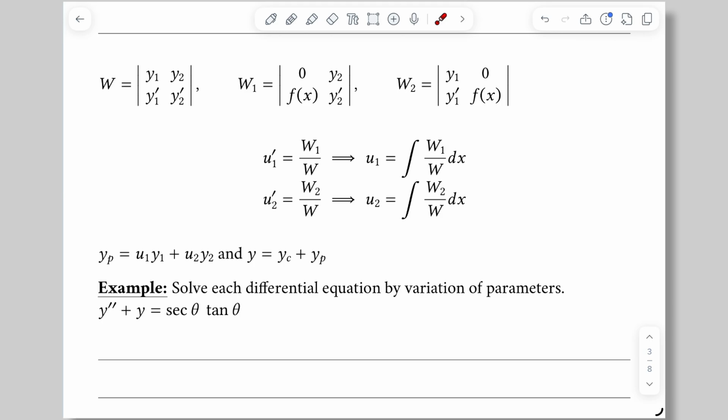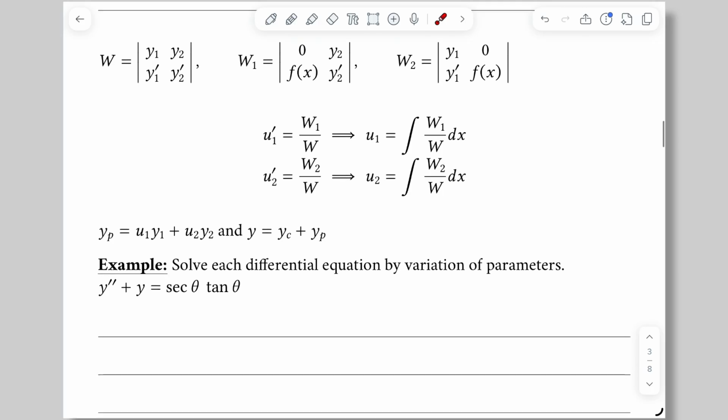We're going to put into practice the variation of parameters formulas that we developed in the previous lesson, the summary of which is on the screen here, but it's also in the previous lesson. The one thing I want to remind you of is when we find W1 and W2, a column in each was replaced by 0 and then f of x. That f of x is the function that we get on the right-hand side of a differential equation after the equation has been put into standard form if necessary.